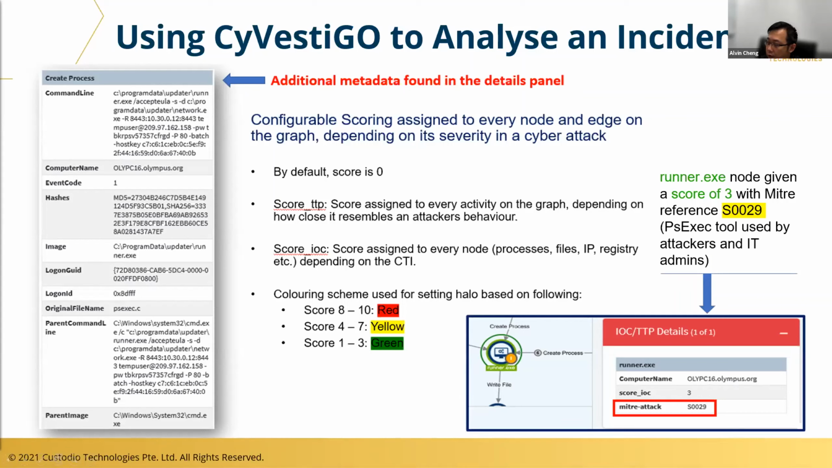So you can find more information about the nodes or edges stamped with T or I. For example, if the MITRE ID is displayed, you can take note of the MITRE ID and just do a Google search, or go to the MITRE website, to find out more about exactly what the IOCs and TTPs are about.